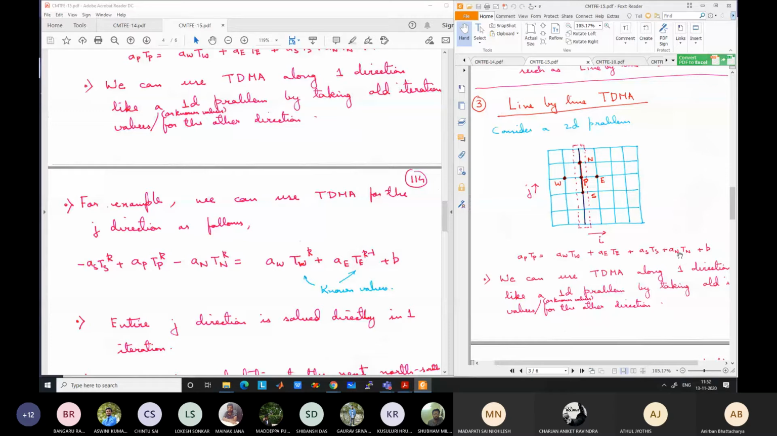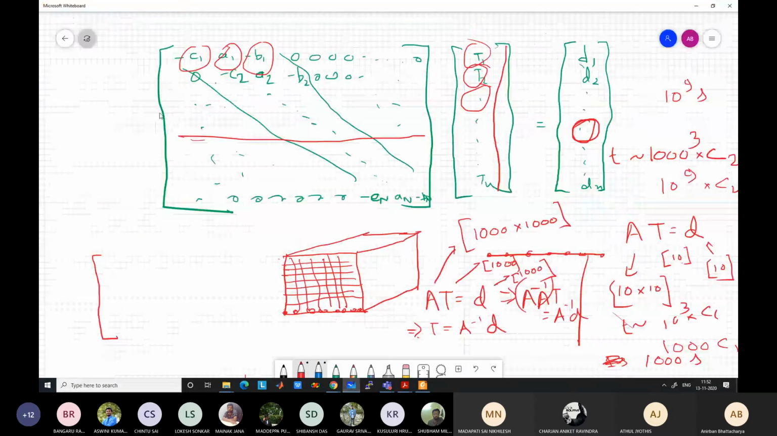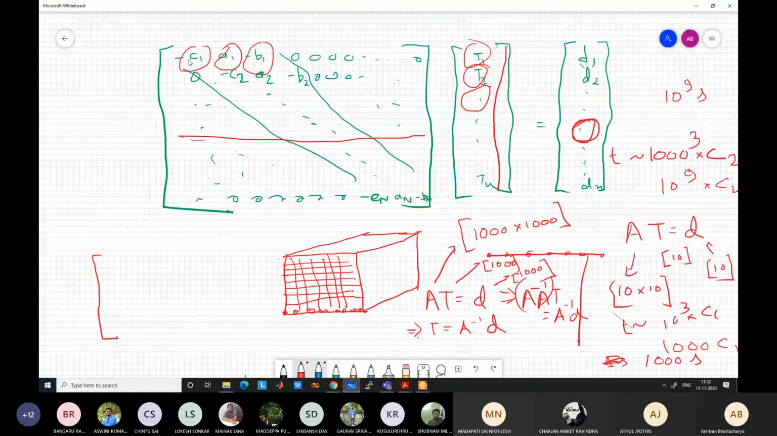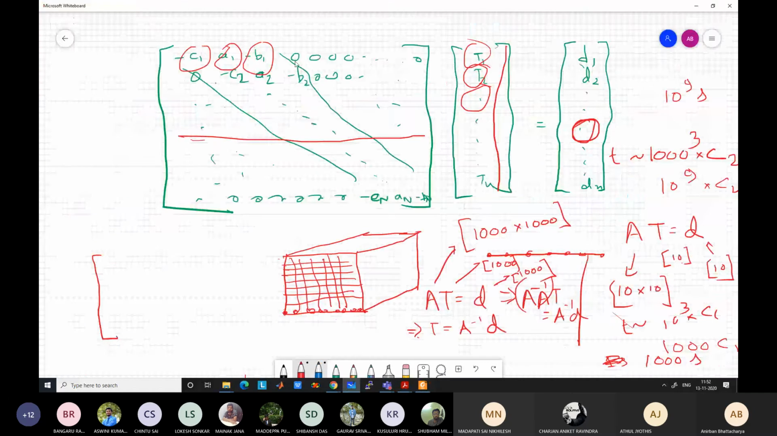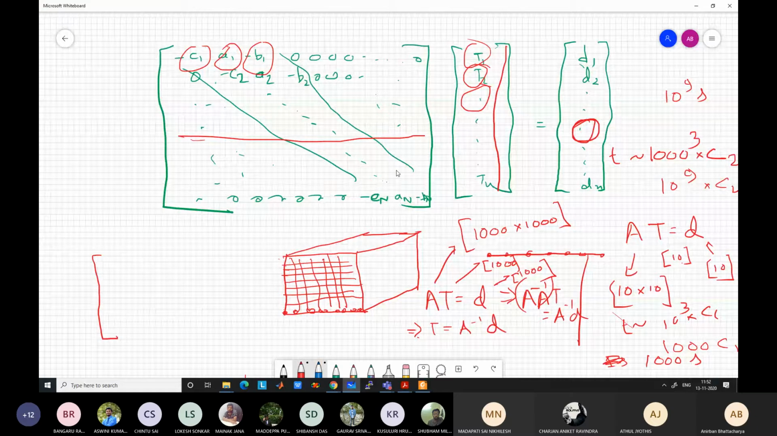And we can plot it similar to the previous one, so what we will get is a form like this. We have discussed this from the previous day. We will have three diagonals: minus something, plus this AP, minus some other coefficient, and all the other diagonals are 0. Similarly 0, minus, minus, and 0. And here you have the known values, which has this B plus all these things together in this part.